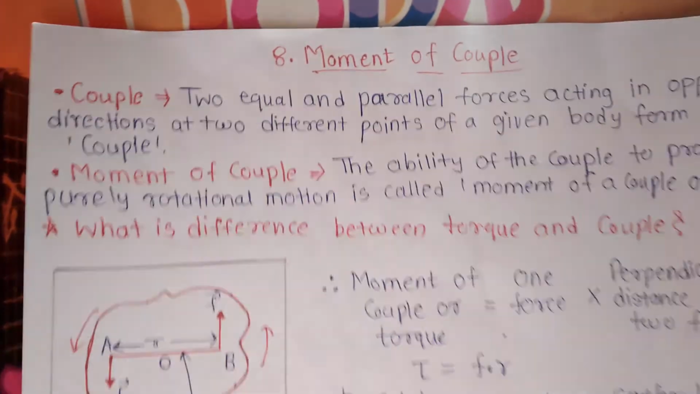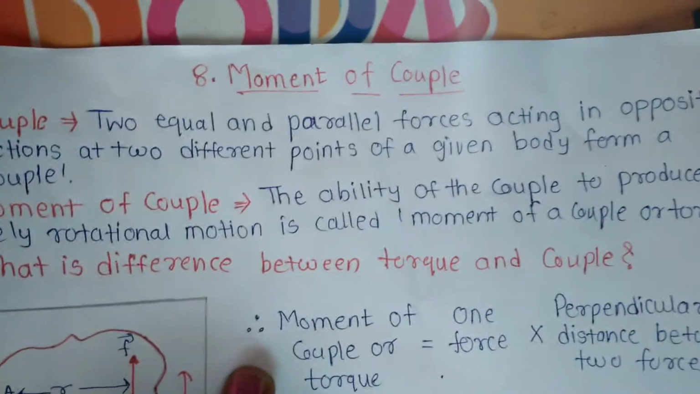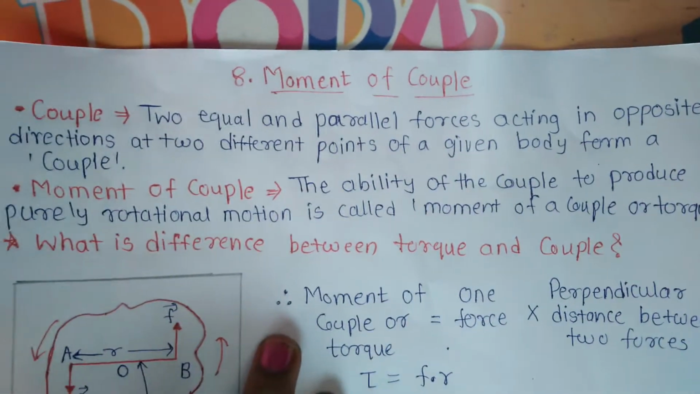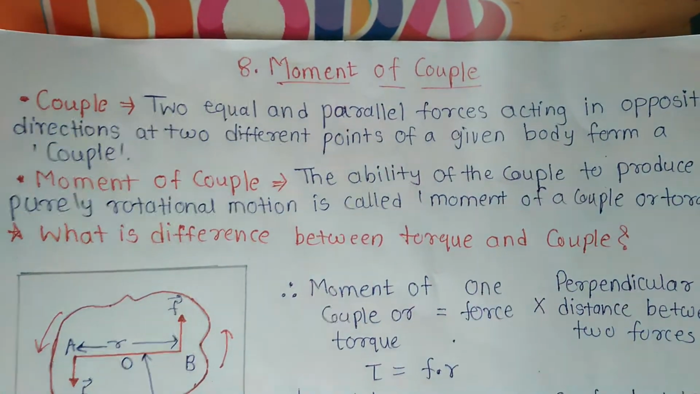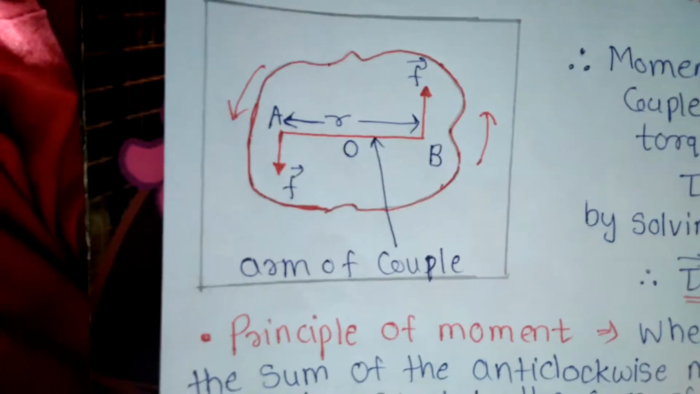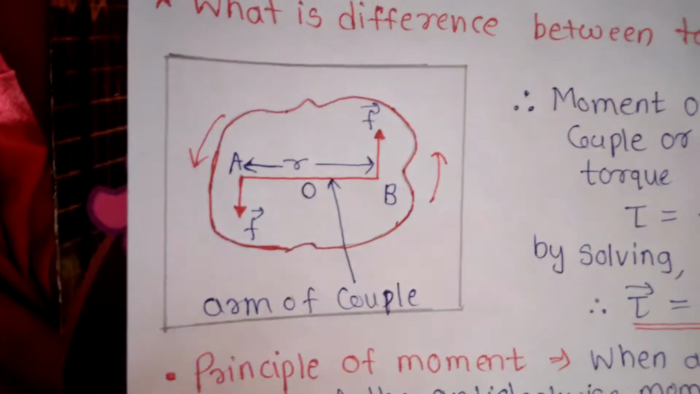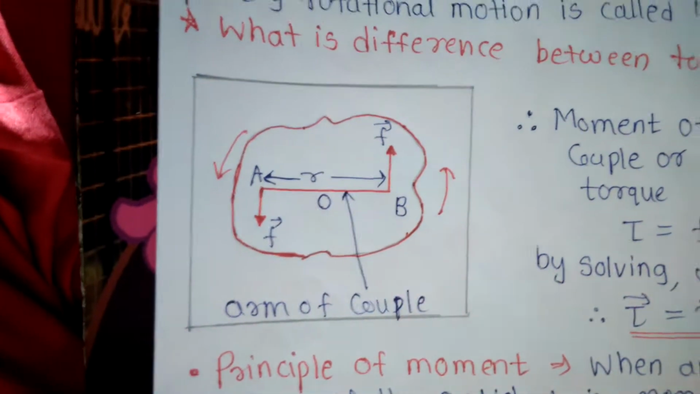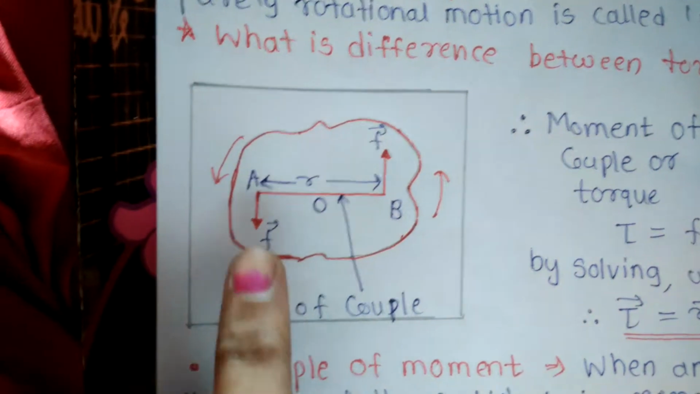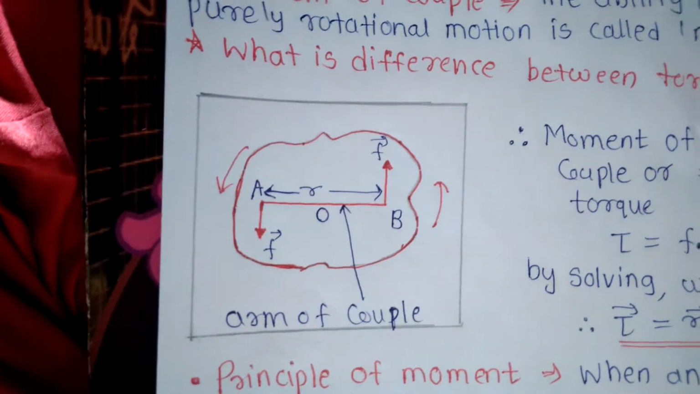So first is couple. Two equal and parallel forces acting in opposite directions at two different points of a given body form a couple. In mechanics, a couple refers to two parallel forces that are equal in magnitude but opposite in direction and do not share a line of action.